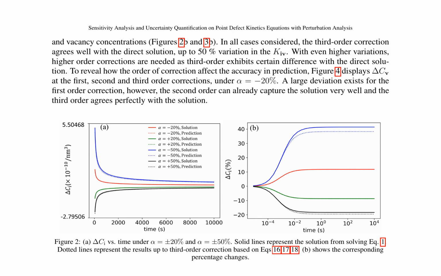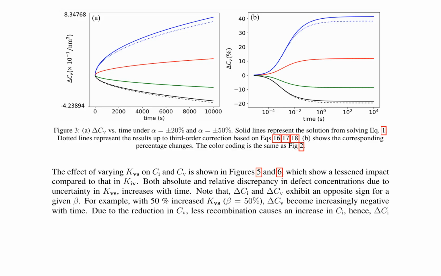The sensitivity analysis and uncertainty quantification on point defect kinetics equations are discussed, focusing on perturbation analysis and vacancy concentrations. Figures 2b and 3b demonstrate the agreement of the third-order correction with the direct solution under various conditions, with higher-order corrections necessary for larger variations. Figure 4 shows the effect of order of correction on accuracy, highlighting a large deviation for the first-order correction but good agreement with the second and third orders.